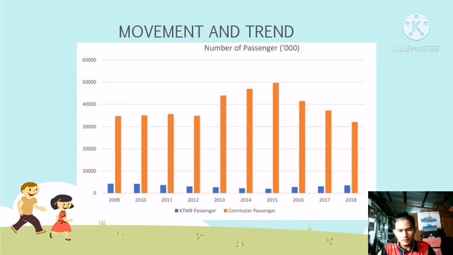2015. Finally, the response for KTMB was highest at 4,267,000 in 2009 and the lowest at 2,703,000 in 2013.